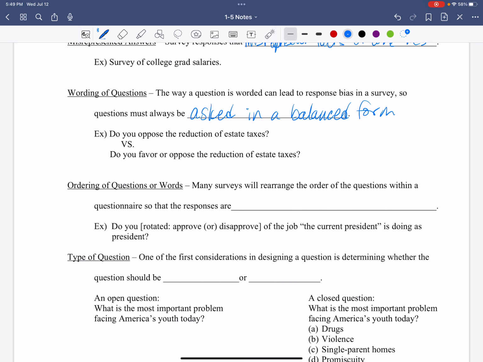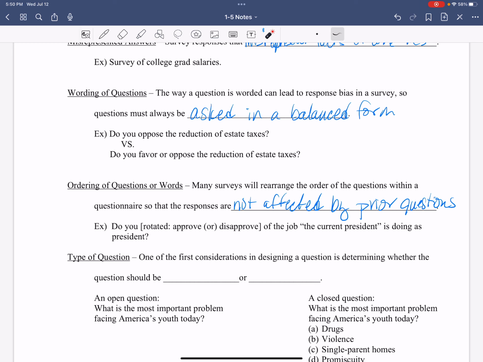All right? Not just the wording, but the order makes an impact. So ordering of questions or words, many surveys will rearrange the order of the questions within a questionnaire so the responses are not affected by prior questions. So you're not thinking about one thing from the prior question and then that's going to affect your next one. So in this type, you would swap back and forth. Do you approve of the job the current president is doing as president? Do you disapprove of the job the current president is doing as president? So you swap back and forth, one to the positive, one to the negative. And then after that, you're going to ask a different question, right? So that the first question is not leading into the second, and then the second. So that's something to pay attention to.